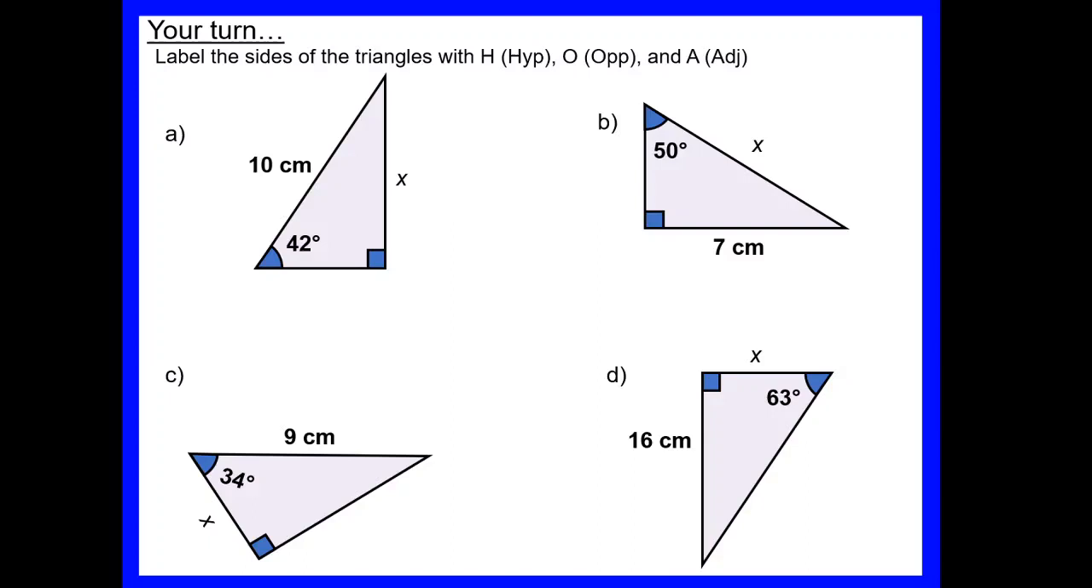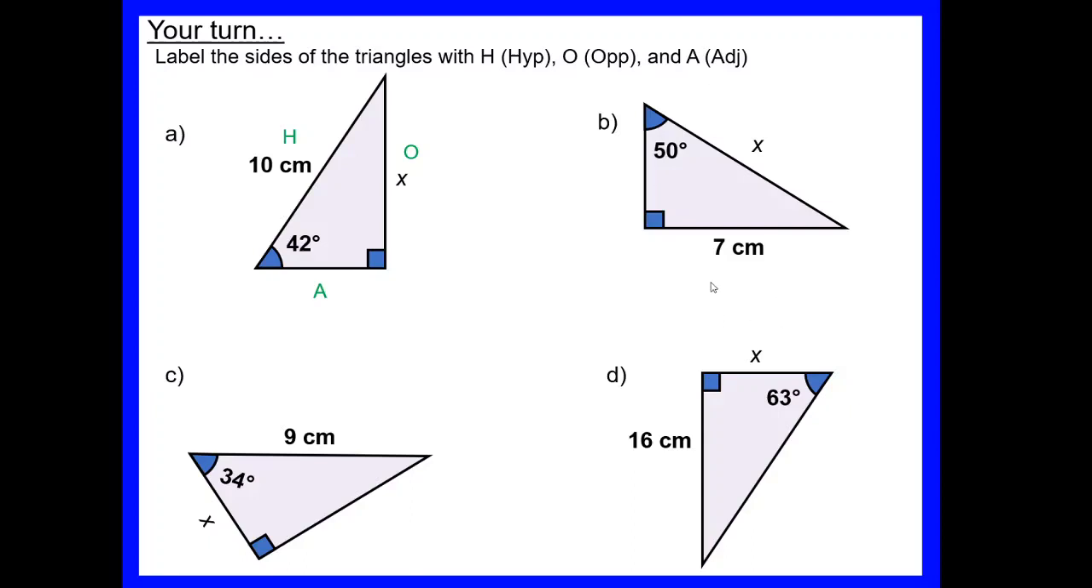All right. I always find it easiest to start with my hypotenuse because I know my hypotenuse is the longest side and I know it's opposite the right angle. So we've got our hypotenuse. The opposite is opposite the angle, so I follow my angle across and I get my opposite. And the one next to my angle is my adjacent.